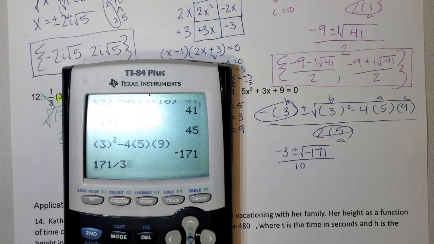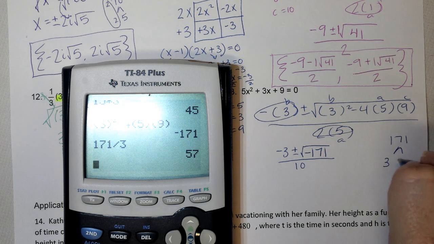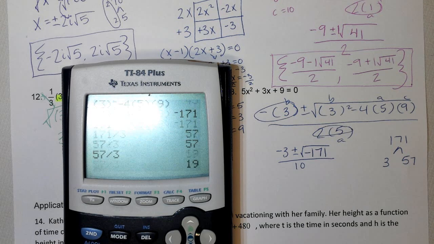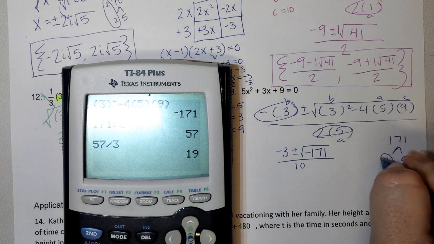You can see if 171 breaks down. It does. I just tested 3, and it goes into it 57 times. Now, I don't know if you remember, but 57 is not prime, so let's keep going. It does, so 3 and 19, but 3 and 19 are prime. So 19 is prime. So we have a 3 that comes out.